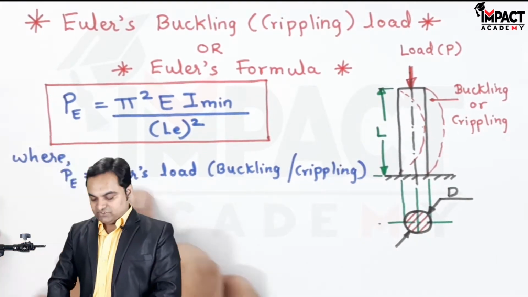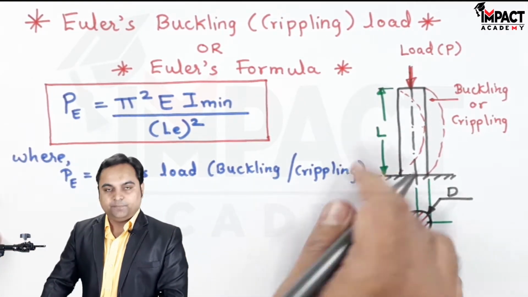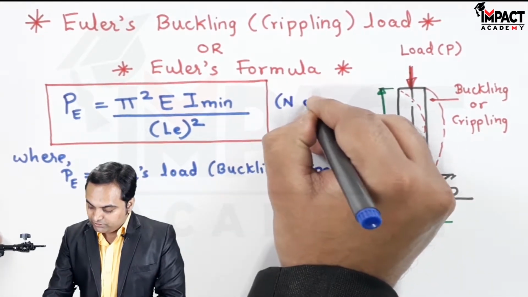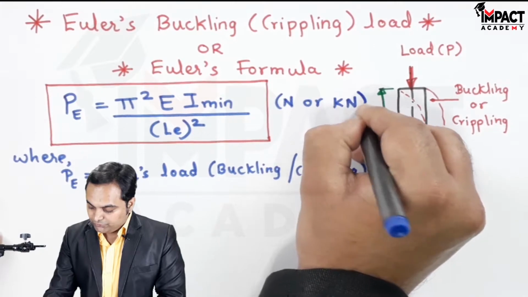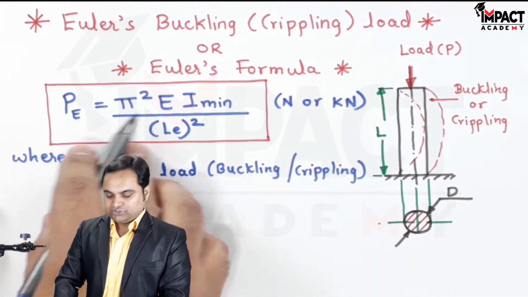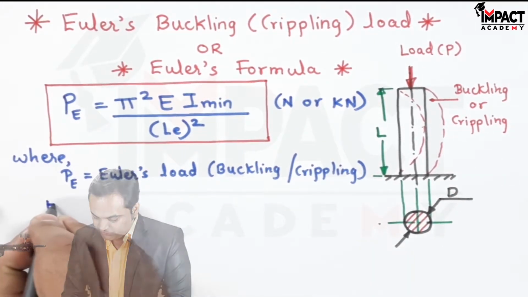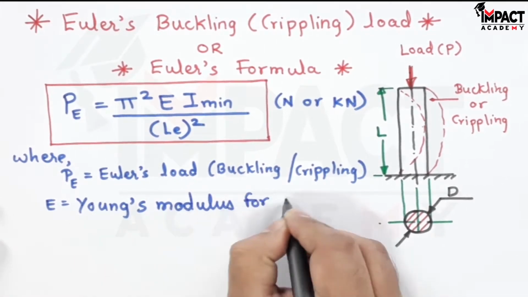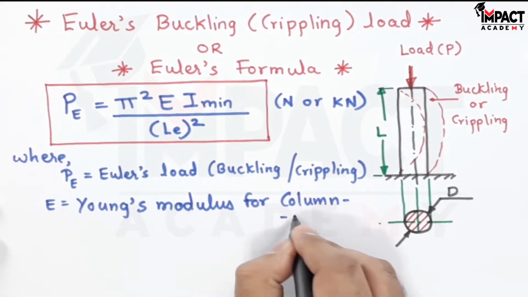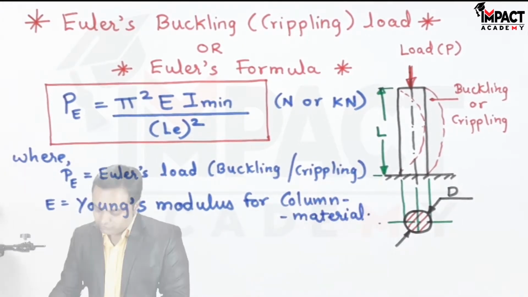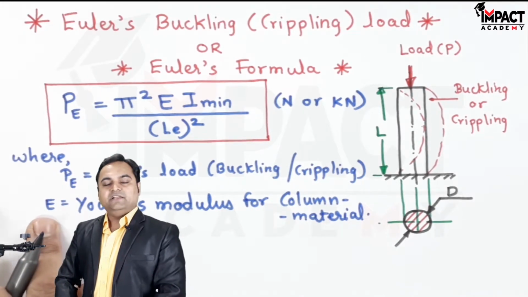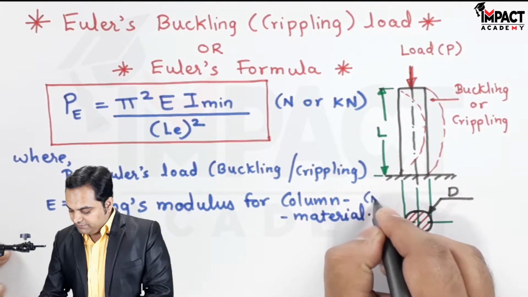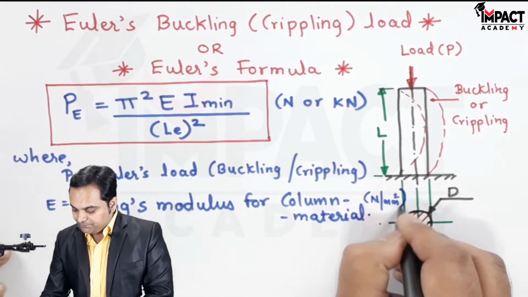P suffix E is the Euler's load, which is the Euler's buckling or crippling load, and since it is load, it would be having a unit of either Newton or it can be in terms of kilonewton. Next, pi is a constant, then E, which is the Young's modulus. For column material, this capital E value will change depending upon the material of the column, and it is having the unit Newton per mm square.